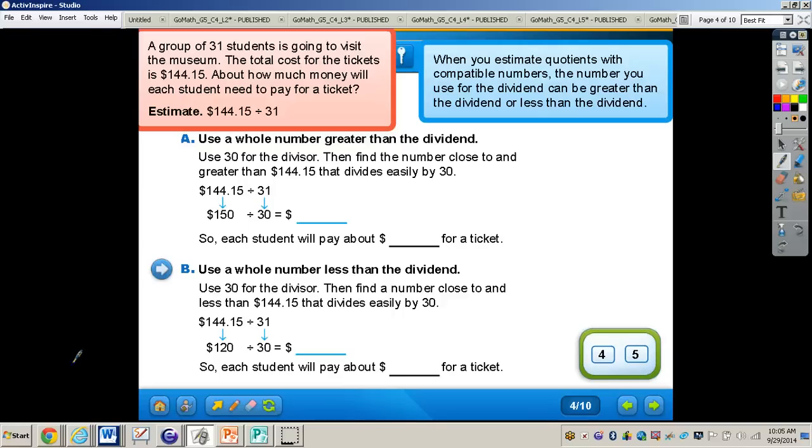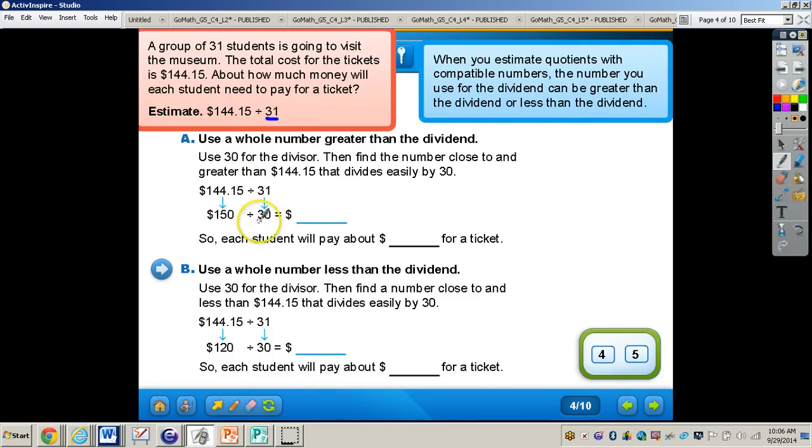Okay, so letter A, it says use a whole number greater than the dividend. Use 30 for the divisor. Why are we going to use 30 for the divisor? It's very important that we have nice even numbers to use whenever we're estimating. So 31, there's not really any compatible easy number to 31. That's just a basic fact. So we're going to change that to 31.